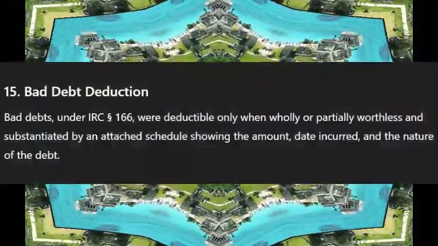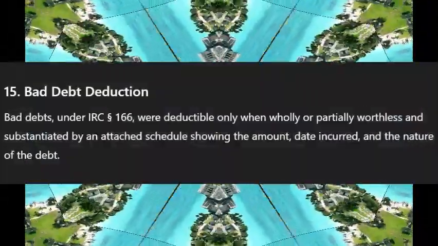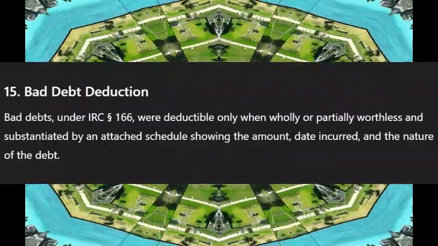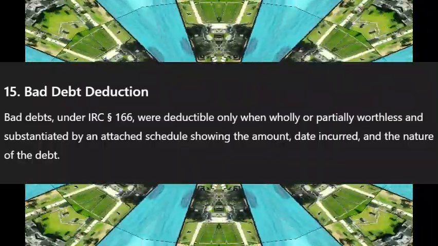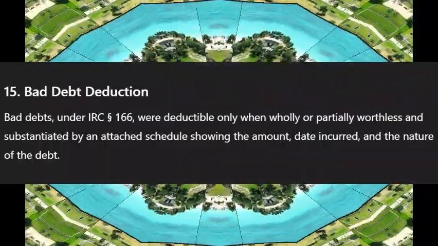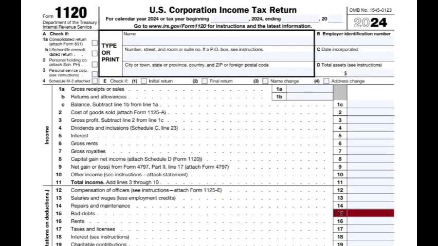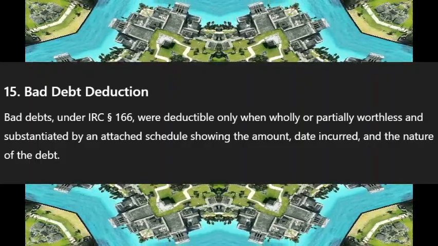Good question. What if they go bad? Our sources tell us that bad debts can be deducted. They go on line 15 of Form 1120 under the label bad debts. This is allowed under IRC Section 166, but, and this is important, it's not automatic just because someone's late paying.